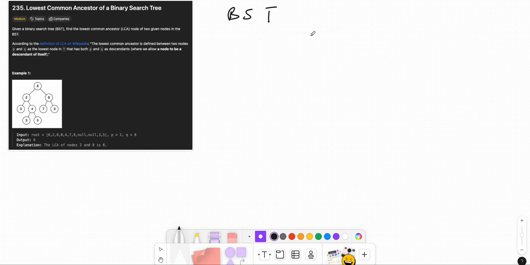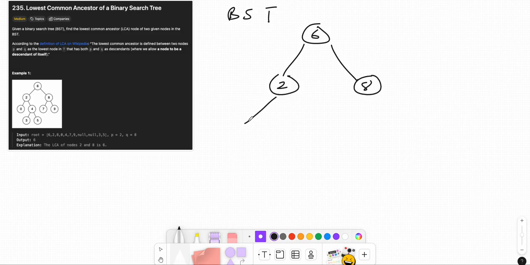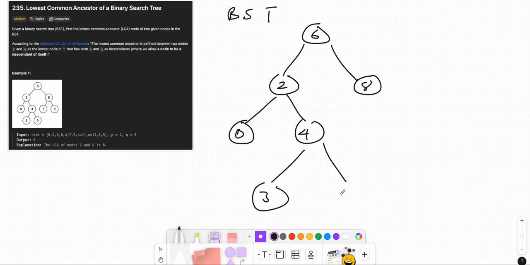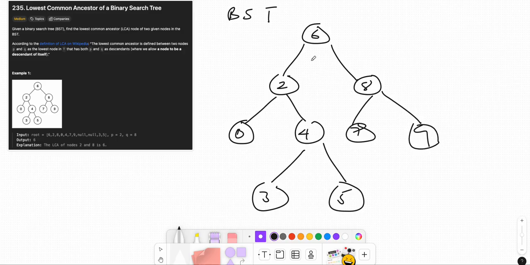Remember, we have a binary tree: the root is 6, with children 2 and 8, then 0 and 4, then 3 and 5, and 7 and 9. You see, it is a binary search tree.